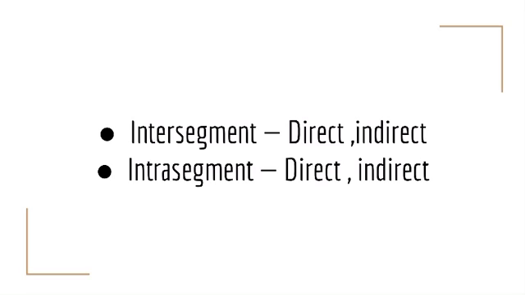Next, the intra-segment indirect mode. In this mode, the displacement to which the control is to be transferred is in the same segment in which the control transfer instruction lies, but it is passed to the instruction indirectly. Next we have the inter-segment direct mode. In this mode, the address to which the control is to be transferred is in a different segment. This addressing mode provides a means of branching from one code segment to another code segment. Next we have inter-segment indirect. In this mode, the address to which the control is to be transferred lies in a different segment and it is passed to the instruction indirectly. So these are the addressing modes of a control transfer instruction.